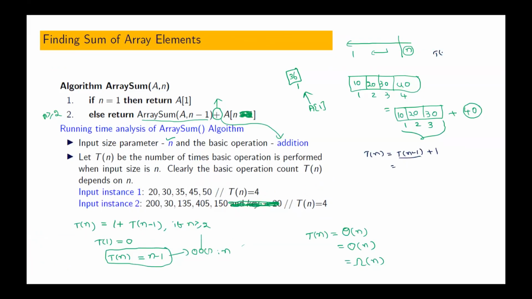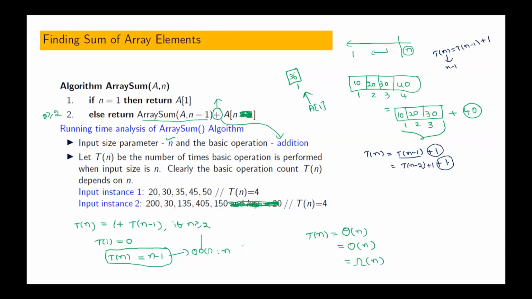If T of n is T of n minus 1 plus 1, what is T of n minus 1? Wherever n is there, substitute n minus 1. What is this? T of n minus 2 plus 1, and already plus 1 is there. This is this plus 1.